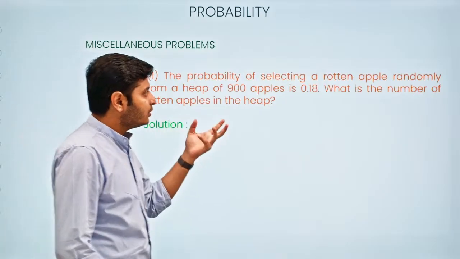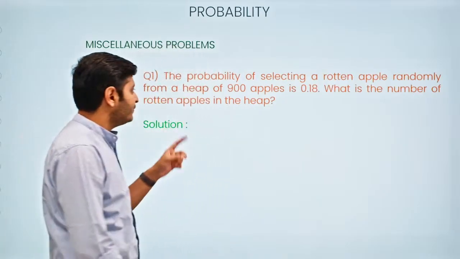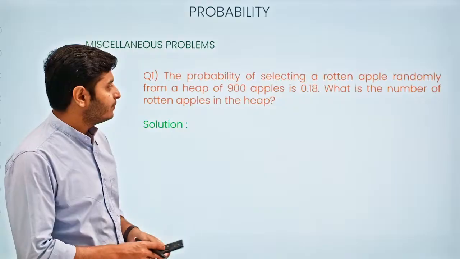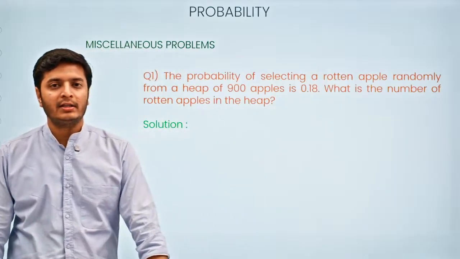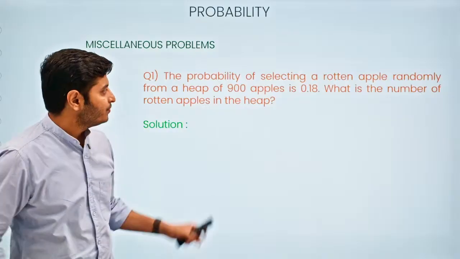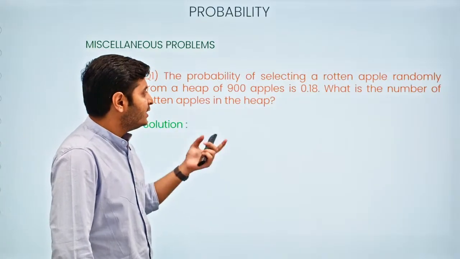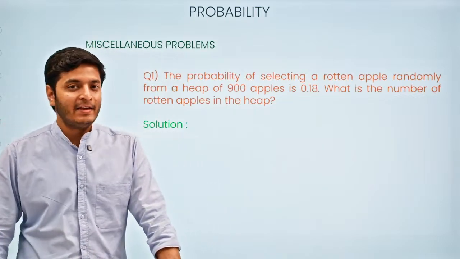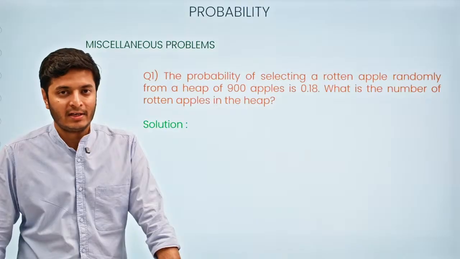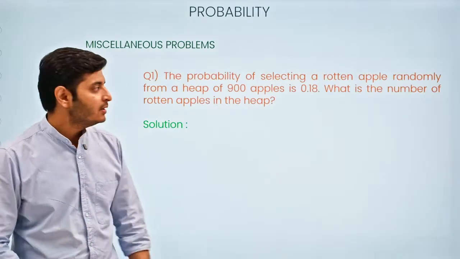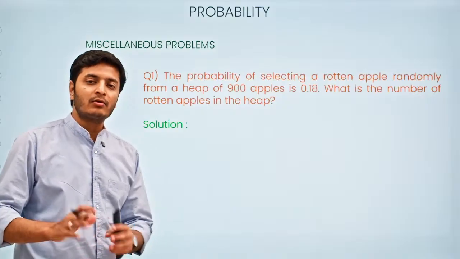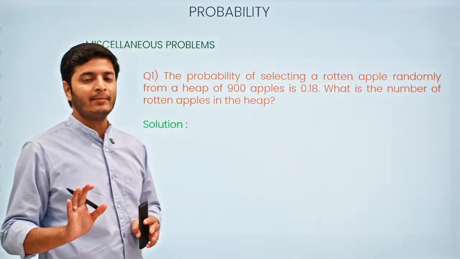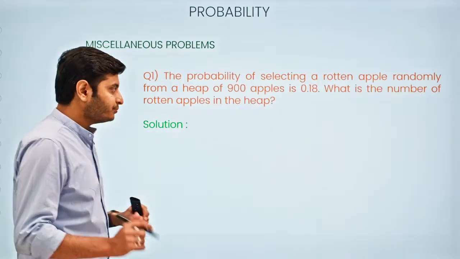Now the probability of selecting a rotten apple randomly from a heap of 900 apples is 0.18. And let me tell you one more thing, this problem appeared in the board exams once. So now we need to find the total number of rotten apples. Here in the problem, they have given us the probability of getting the rotten apple and the total number of apples. So we need to find the total number of rotten apples. We are gonna apply the same formula, the same way, and then we are gonna find our answer.